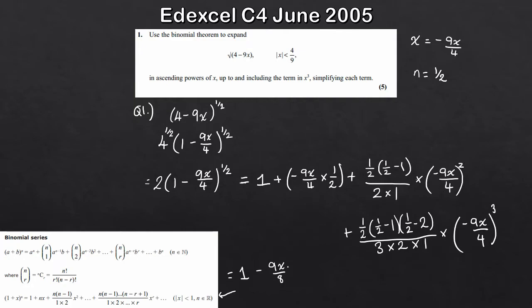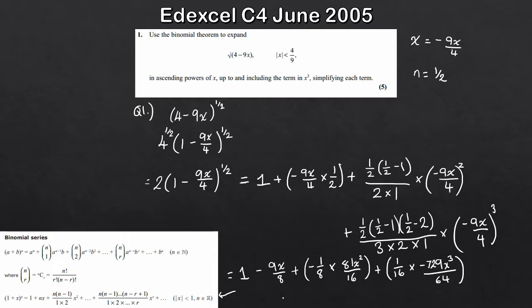So what I'm going to do here, how do I do this without running out of room? Let's just write it out in full. Plus minus 1 over 8 times 81x squared over 16. And then finally, we just got the last term here. So don't forget this is a half times a half minus 1 times a half minus 2, divided by 6. So just plug all this into your calculator. What you should get here is 1 over 16 times minus 729 x cubed divided by 64.